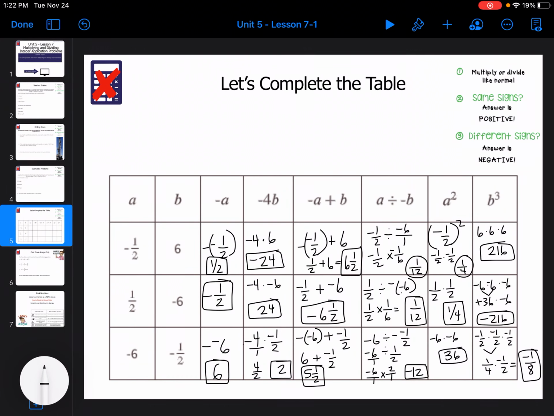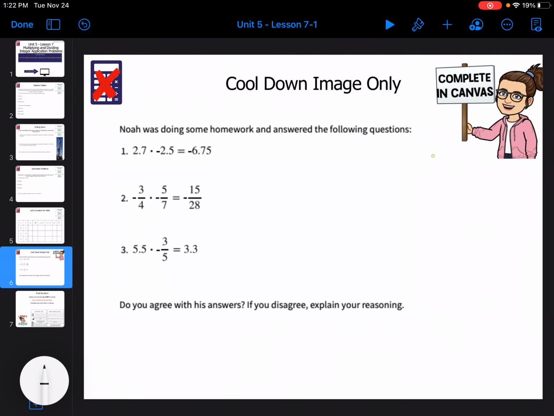All right, so for your cool down today, you are going to tell me he's doing his homework. Do you agree with his answers? If you disagree, explain your reasoning. So which of these do you agree with? Which of these do you not agree with? Why or why not?